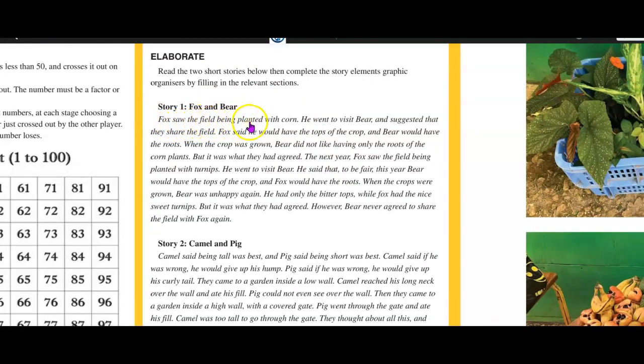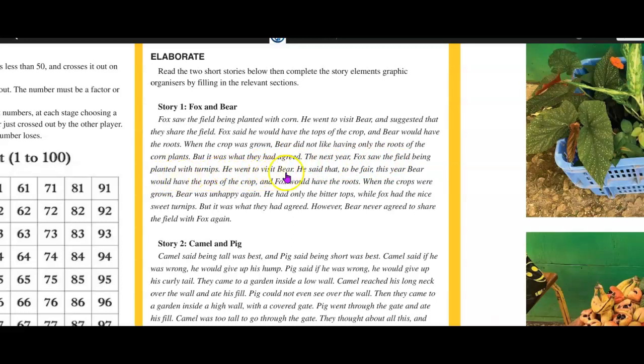Fox saw the field being planted with corn. He went to visit Bear and suggested that they share the field. Fox said he would have the tops of the corn, and Bear would have the root. When the crop was grown, Bear did not like having only the root of the corn plants, but it's what they agreed. The next year, Fox saw the field being planted with turnips.